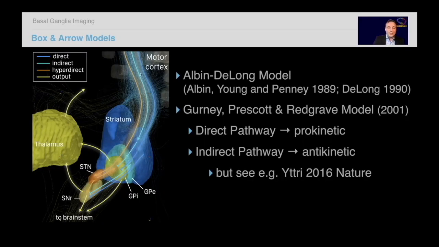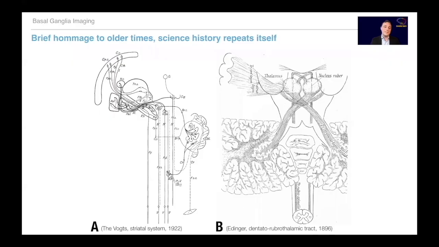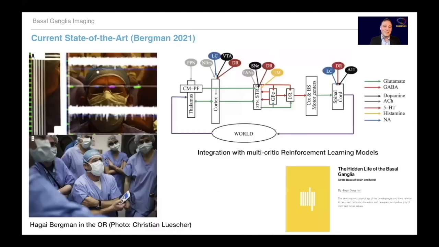So then these are the structures again. You have these direct, indirect, and also hyperdirect pathways that functionally play a role. And these have been very influential. I must say also that these wiring diagrams are much older than the 1990s. For example, the Vogts created similar drawings in 1922. So as always, science history repeats itself, and we often neglect what has been discussed 50 years ago already.